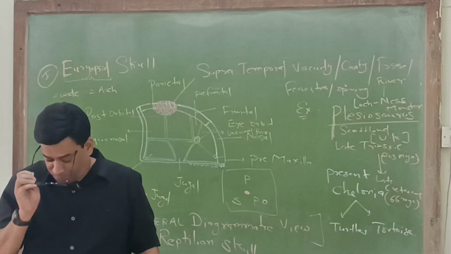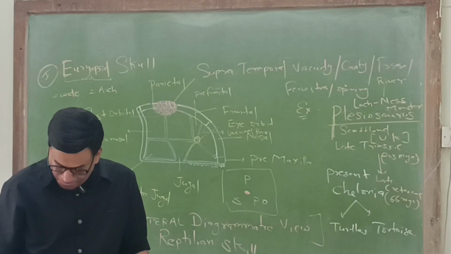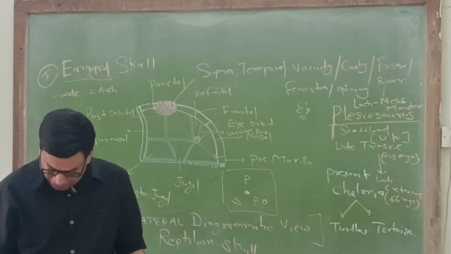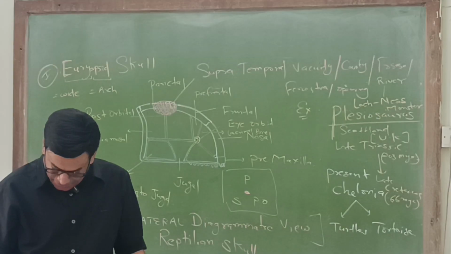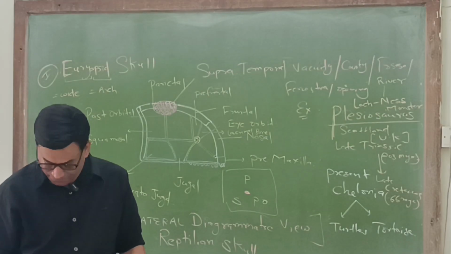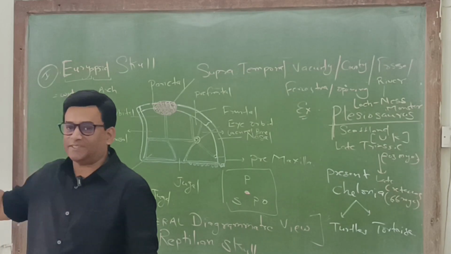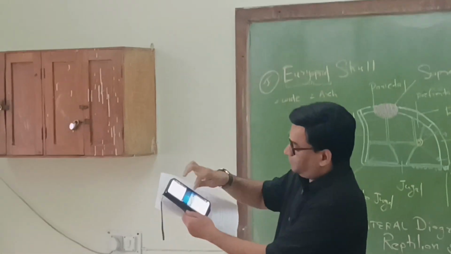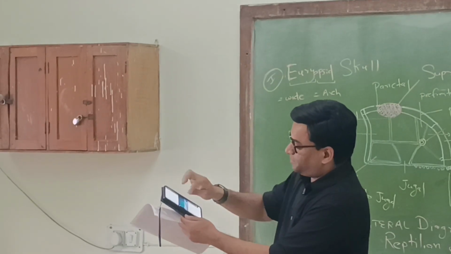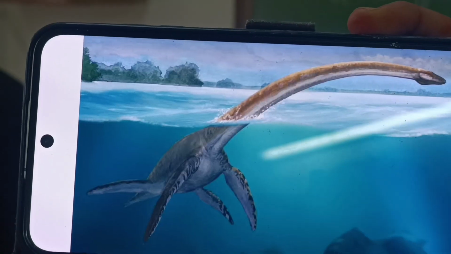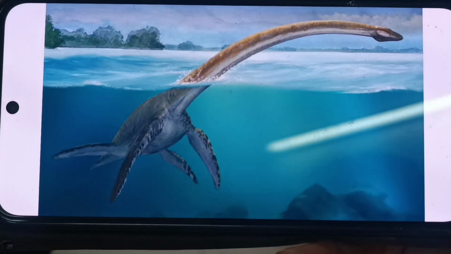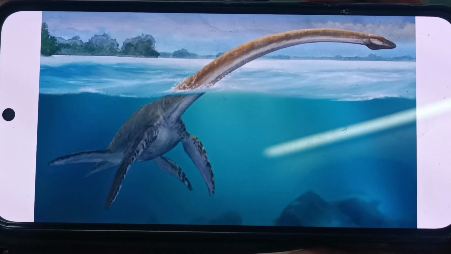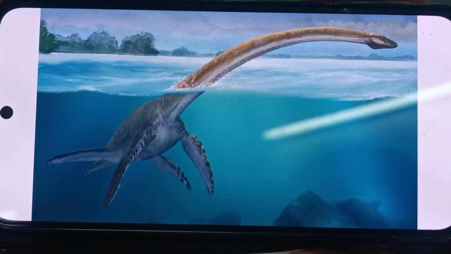So if you can, Priyanka, zoom in on my mobile. I want to show the photograph of this Plesiosaurus. So you can see, pay attention here. The big problem is the neck, meaning when it lived inside the river, it could touch the bottom of the river.